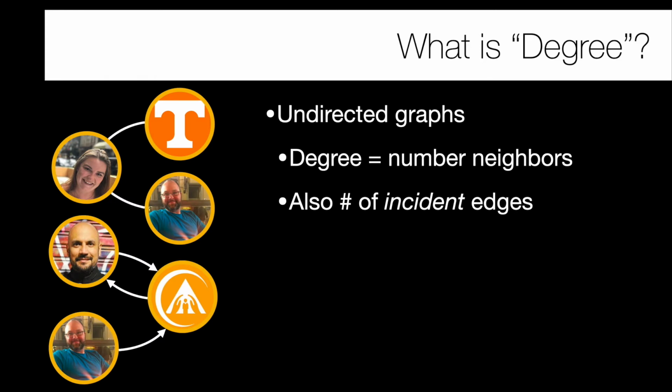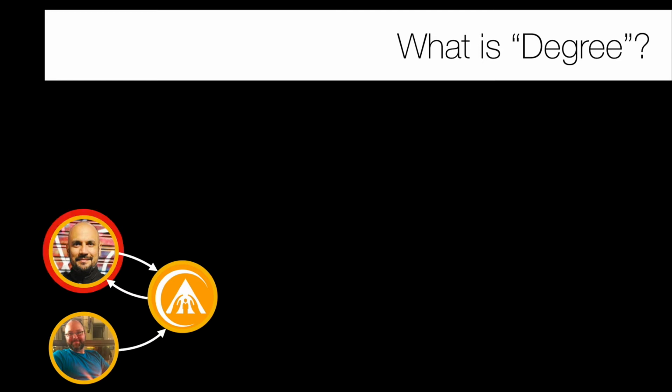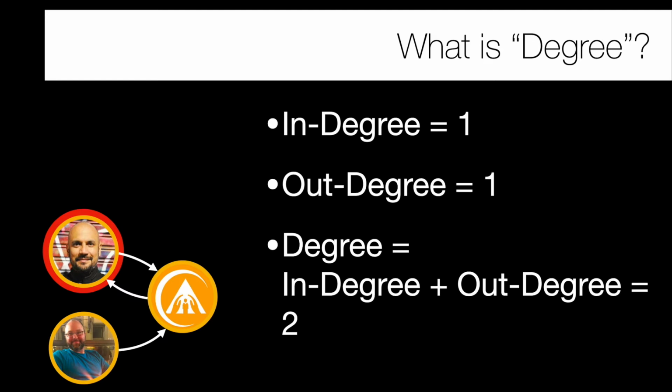Because in undirected graphs the order of nodes in an edge doesn't matter, these 2 values are the same. But when we talk about directed graphs, we have a different kind of definition, where instead of looking at the number of neighbors, we need to be much more specific about the number of incident edges, because we can have an in degree, how many edges come into a node, and an out degree, how many edges go out of a node. Putting these 2 things together, like here with Carlos Castillo, we have an in degree of 1 and an out degree of 1. The degree becomes the summation of the in degree and out degree, and we get 2.